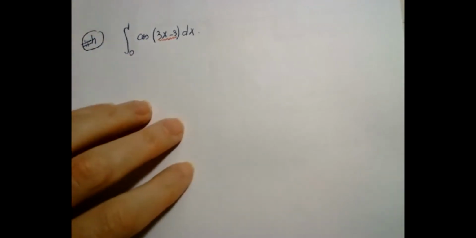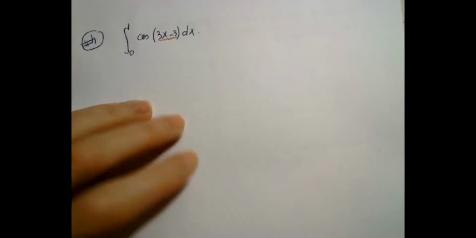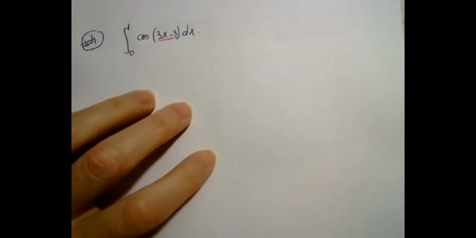So we have the integral from 0 to 1 of cosine of 3x minus 3. Definitely we don't have cosine x. We have cosine and we have something inside. So how are we supposed to do that? It's a definite integral, so we have to compute the antiderivative. Ideas? Please put your camera on.